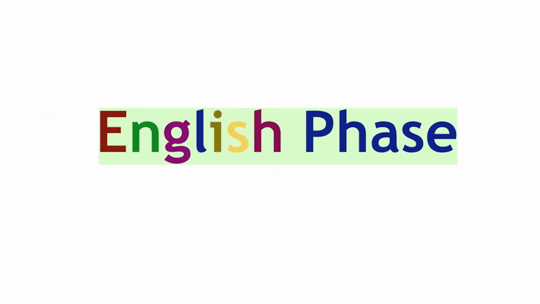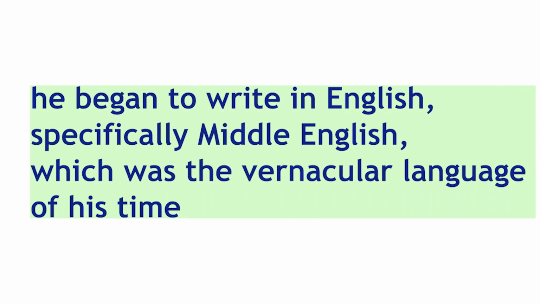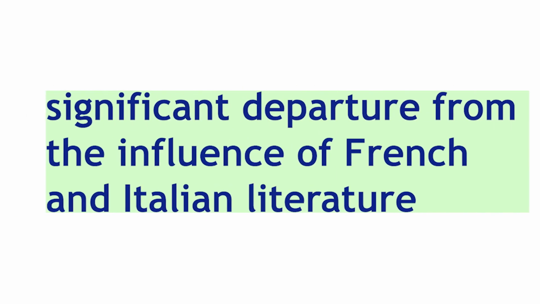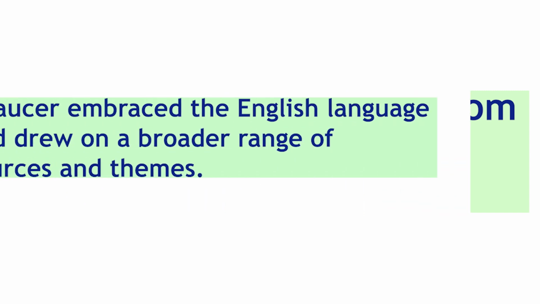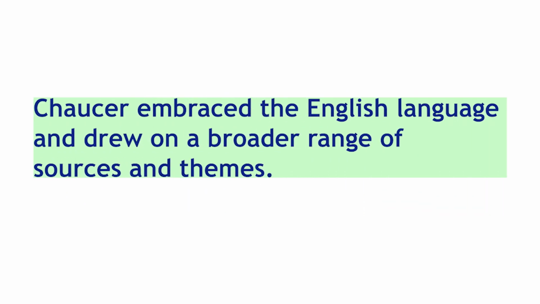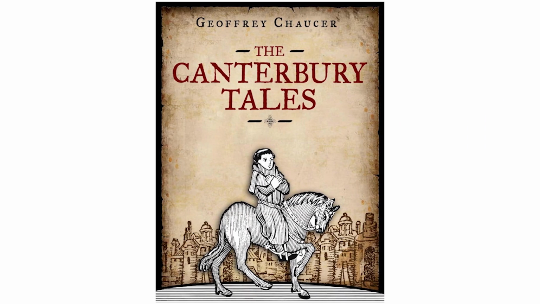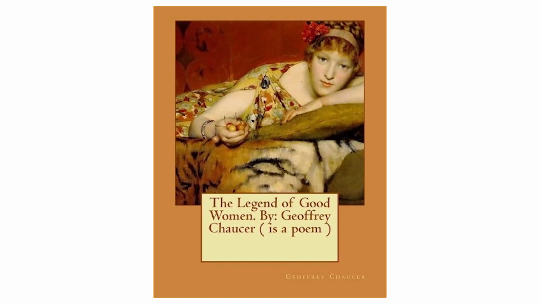In this phase, he began to write in English, specifically Middle English, which was the vernacular language of the time. This phase marks a significant departure from the influence of French and Italian literature, as Chaucer embraced the English language and drew on a broader range of sources and themes. Notable works from this phase include the Canterbury Tales and the Legend of Good Women.